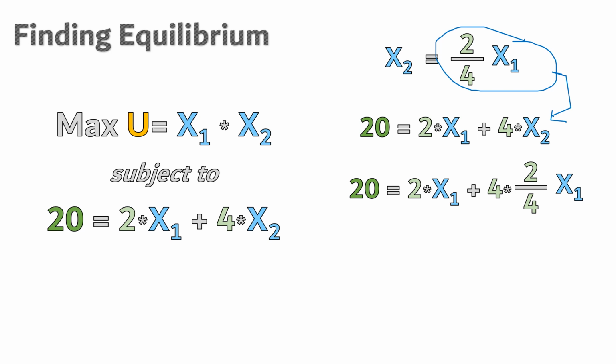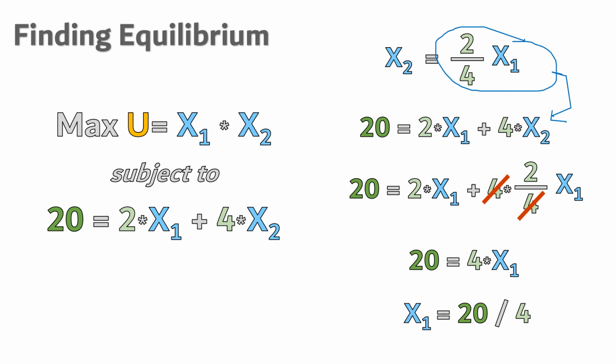These 4's cancel out, and we can simplify to 20 equals 2 times x1 plus 2 times x1, which simplifies further to 20 is equal to 4 times x1. That means x1 equals 20 divided by 4, which is 5. This consumer is going to choose 5 units of x1.